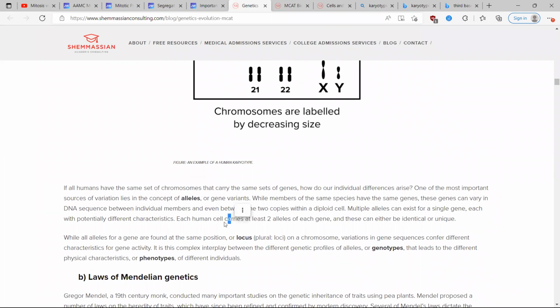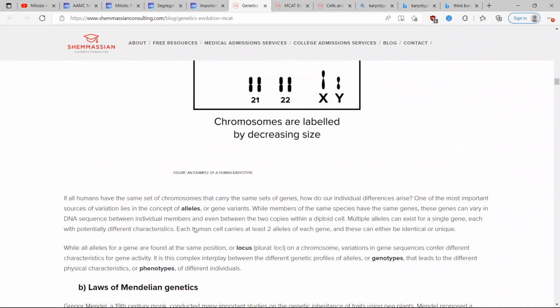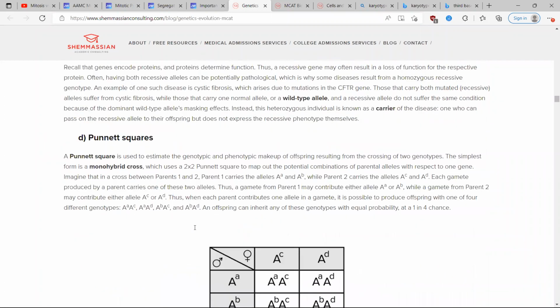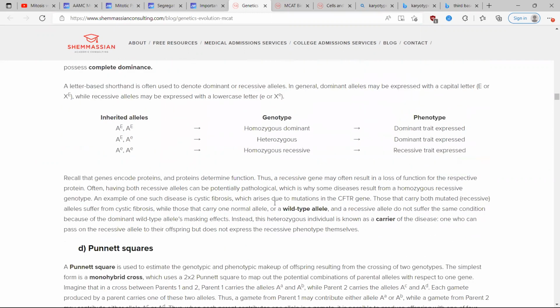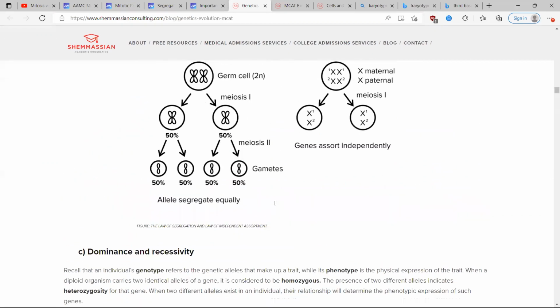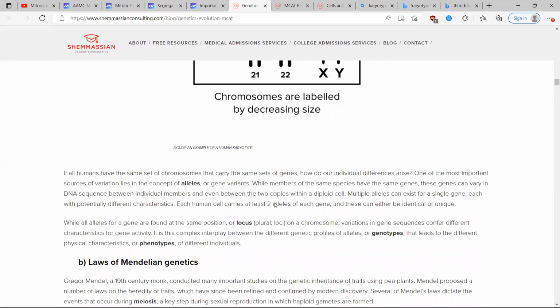Alleles. We have to talk about alleles now. Alleles are gene variants, right? You'll probably remember, when we did the pea plant stuff, if there's a Punnett square here, these are alleles, the big A and the small a. Like the same gene, but with different traits. So that's what we mean by an allele.